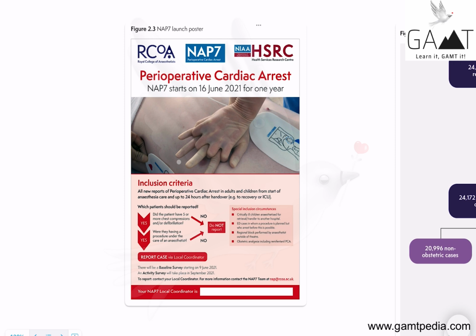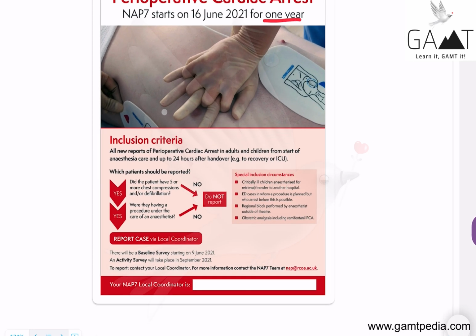NAP7 is National Audit Project 7, which focuses on perioperative cardiac arrest, and it collected all the perioperative cardiac arrests for a period of 1 year. These are the inclusion criteria. From the start of the anesthesia up to 24 hours after the handover is the inclusion period, and any patients who had 5 or more chest compressions or defibrillation will be included.